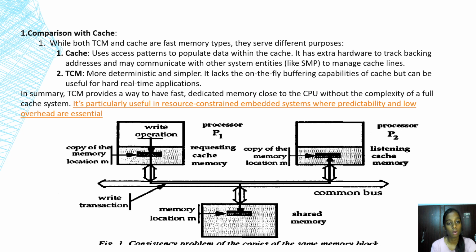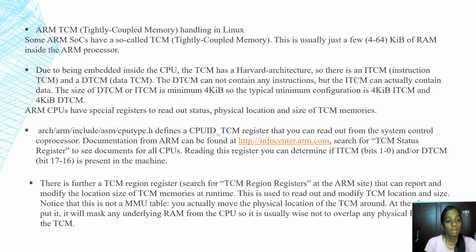Next we'll move on to how we can handle lockdowns in ARM. Some ARM SoCs have so-called TCM, which is usually just fast RAM. This is enabled inside the CPU, and the Harvard hardware architecture is used. The DTCM cannot contain any instructions, but the ITCM can contain instructions. So this is all about ARM TCM, that is, tightly coupled memories.